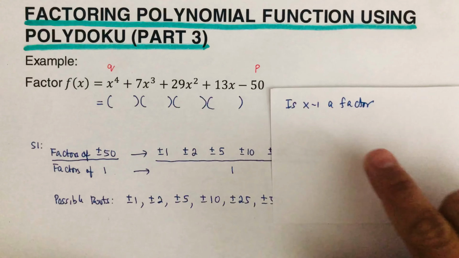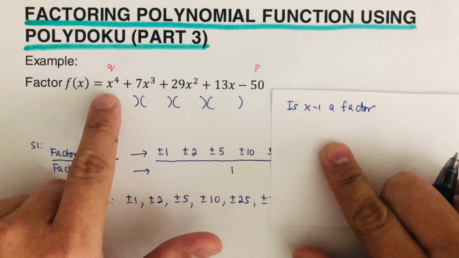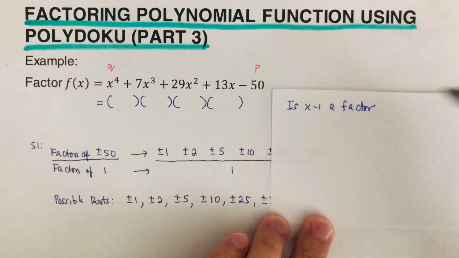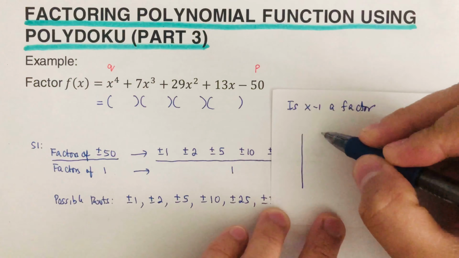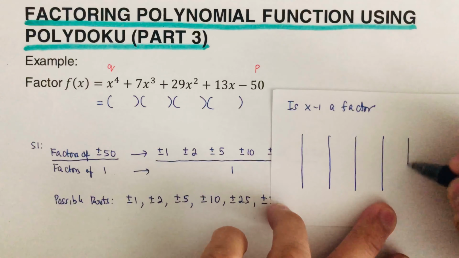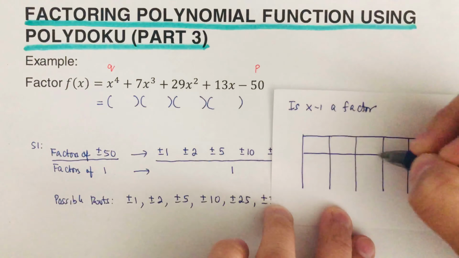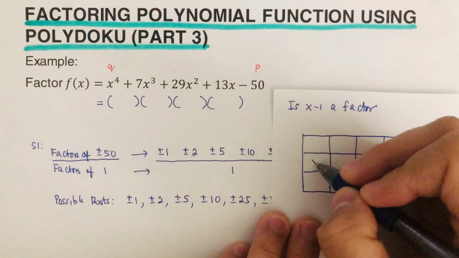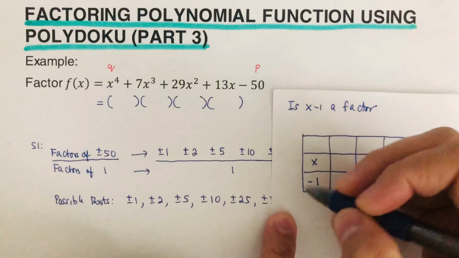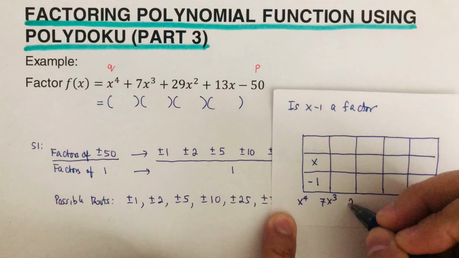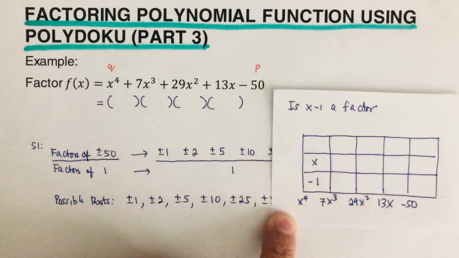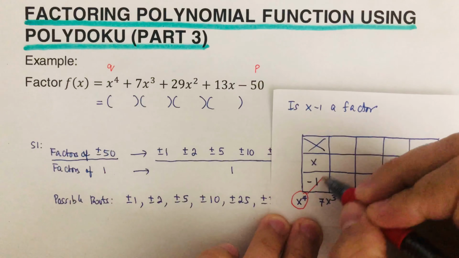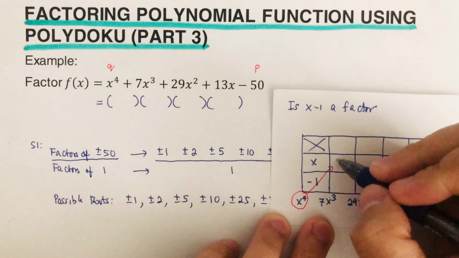Okay, so we're testing x minus 1 a factor. So what we are going to do is we're going to count the number of terms. We're going to use Polydoku for that. 1, 2, 3, 4, 5. I'm going to have 6 vertical lines. Okay, so then I'm going to repeat the process. It's gonna be this one is gonna go up here. So this is gonna come out x to the fourth.